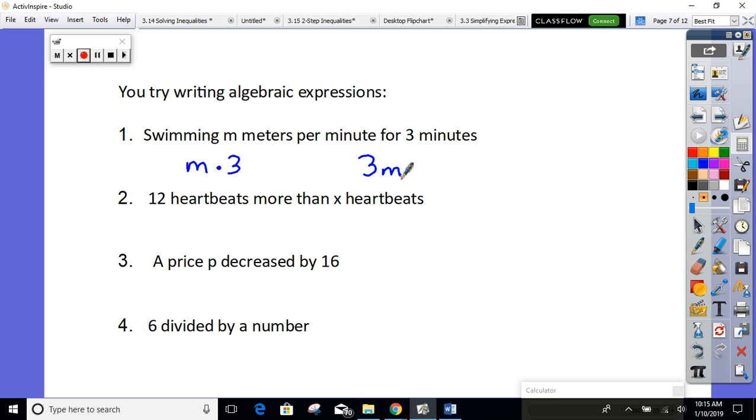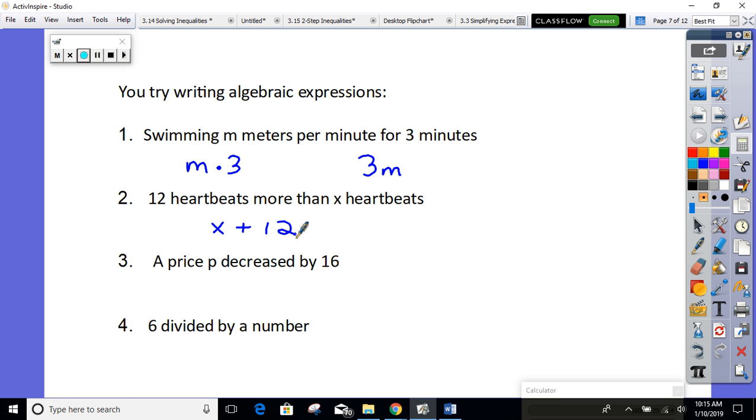Okay, Haley Ryan, 12 heartbeats more than x heartbeats. 12 plus x, or you can write x plus 12. X plus 12, when we have more than, technically we should start with the x. But when you're doing addition, it doesn't matter what order you add in. So if you wrote 12 plus x on a quiz, I would not mark that wrong. But if it was subtraction, then it does become important to put it in the right order.